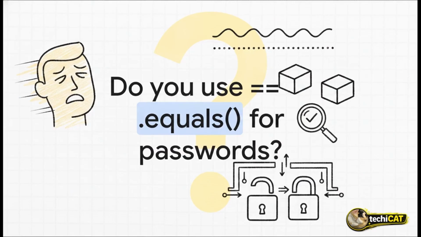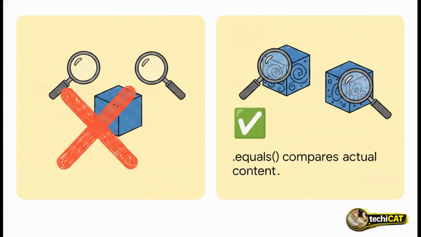But what happens after you sort them? Here's our real-world example question for this one. You're asked to check if 2 sorted user passwords match perfectly. It's a high-pressure situation, you're typing fast. Do you use the double equal sign operator, or do you type out the full dot equals method? Well, if you go with double equals, your test cases might completely fail.